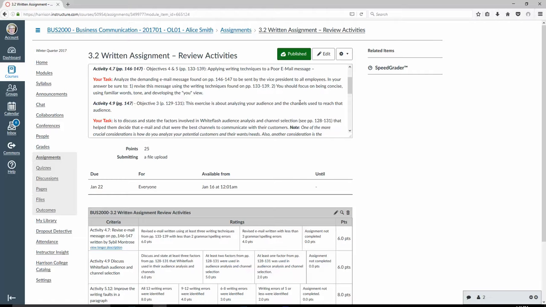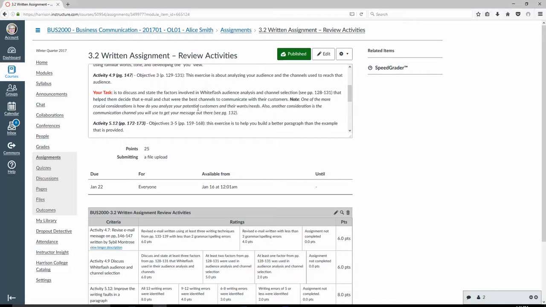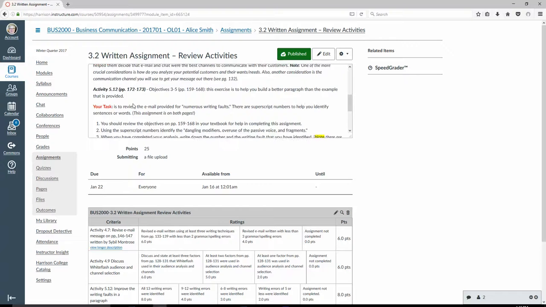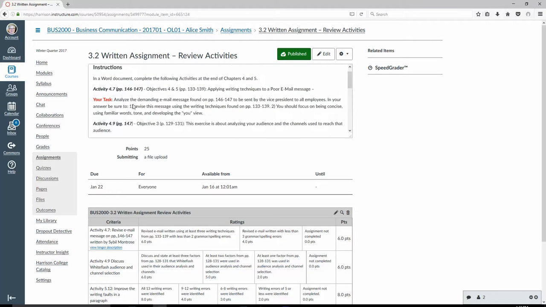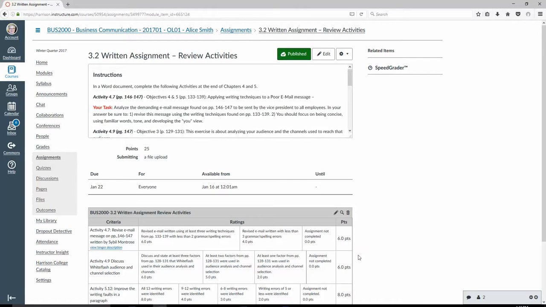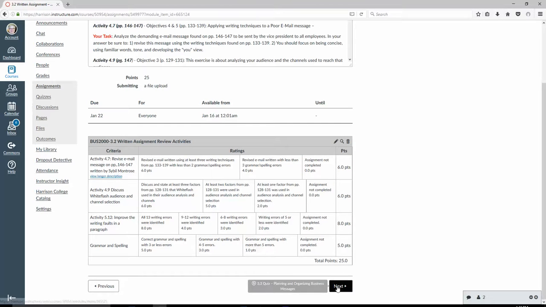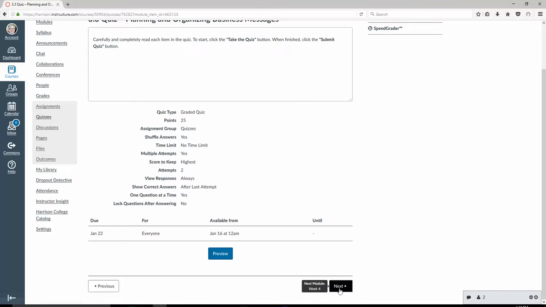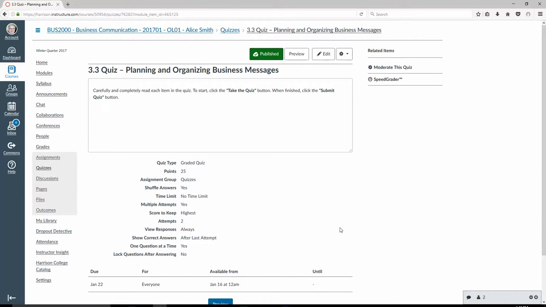Channels is the method you use. A channel is talking on a phone, a newspaper may be a channel, face-to-face, memos. The audience is who's going to be reading it. And then your task, I'm going to talk about the task part when I go over your assignment better. And 5.12, this exercise will help you build a better paragraph than the example that's provided. So you have 1, 2, 3. Okay. And remember, check out the rubric. And then there's your quiz. And that's it. Okay, so now I'm going to start talking to you about the chapter.